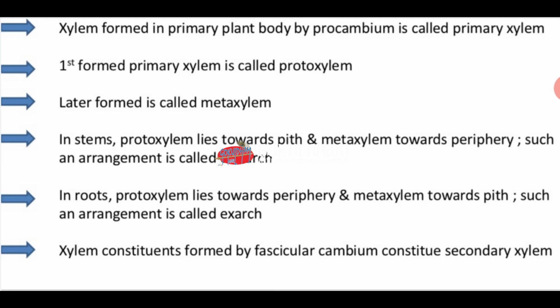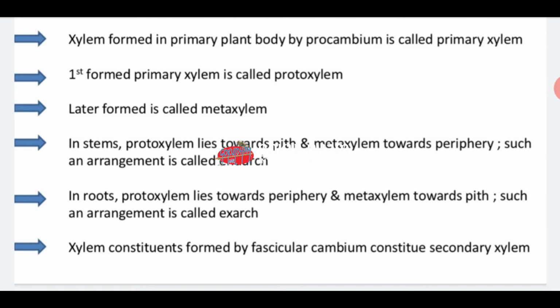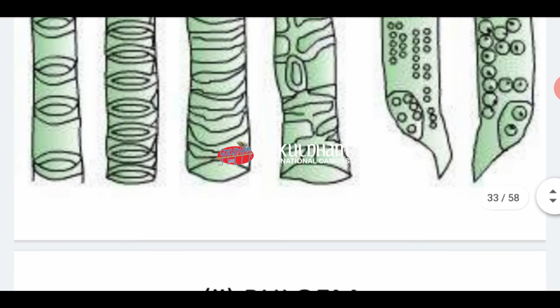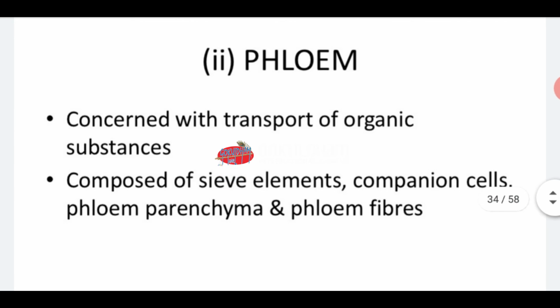The xylem formed by the fascicular cambium consists of secondary xylem, means जो fascicular cambium से फॉर्म होती है उसे हम बोलते हैं secondary xylem. Now the next type of complex permanent tissue is the phloem. The main function of phloem is to transport food in the plant from the leaves to the storage organs. It is concerned with the transport of organic substances, and it is composed of sieve elements, companion cells, phloem parenchyma and phloem fibers.